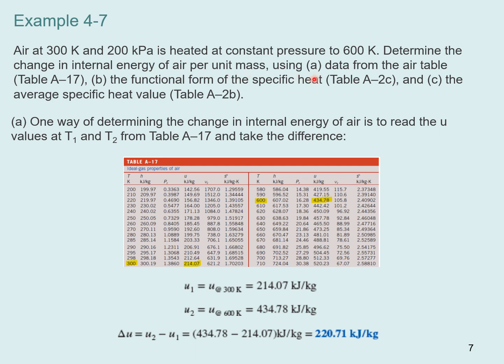And here we're going to use all 3 methods. We're going to use the data from the air table, A17. We're going to use the functional form of the specific heat, and I'll show you how to do that. And then we're going to do the average specific heat values from table A2B.